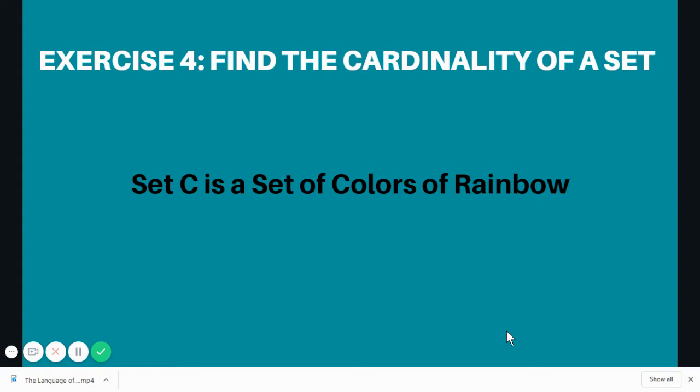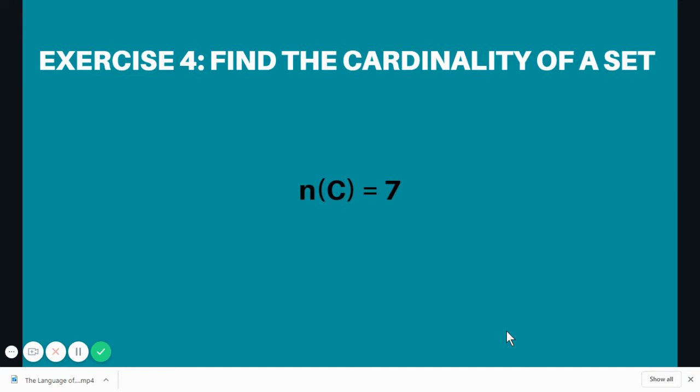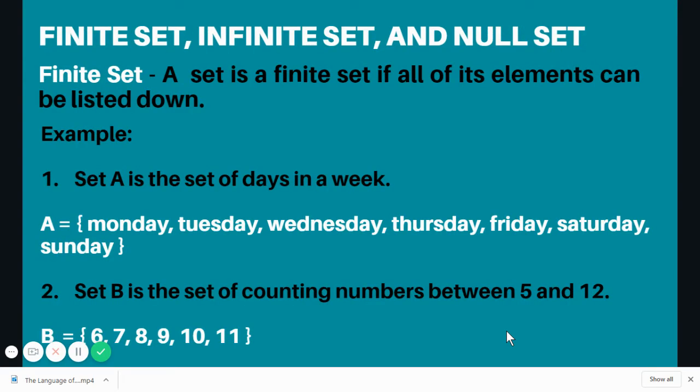Next, set C is a set of colors of rainbow. So ano kaya ang cardinality niyan? Okay, so the answer is 7. Bakit 7? Ilan bang colors ng rainbow? We have red, orange, yellow, green, blue, indigo, at violet. So kapag binilang mo lahat yon, the total is 7. So the cardinality is 7. Okay, so we're done on the cardinality of a set.